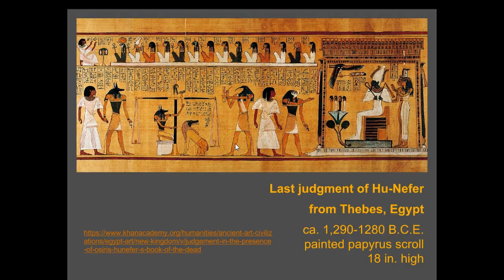This is the Last Judgment of Hunefer, and we're going to go into this more as well because it's one of our artifacts, but basically this talks about the journey in the afterlife. So we have Hunefer here, and these are all the gods and everything, and he's making his journey to the afterlife. Anyway, we'll talk about this more whenever we go into a Khan Academy video.